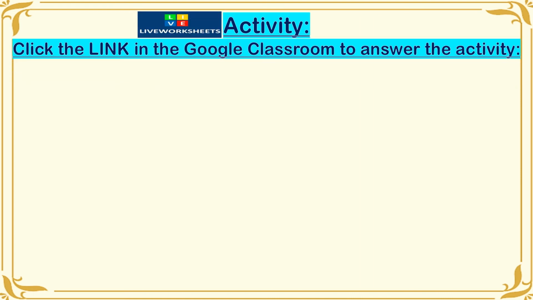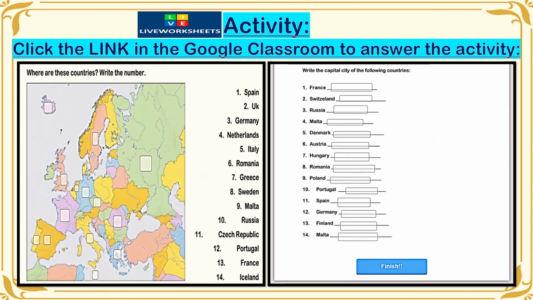Now class, for your activity, it is live worksheet. Just click the link in the Google Classroom to answer the activity, and this is how it looks like. So where are these countries? Write the number. Just write 1 to 14. And in the second part, write the capital city of the following countries. If you're finished, click finish. Click check my answers, screenshot, write your name, and upload in Social Studies album in your line group. Good luck, everyone!